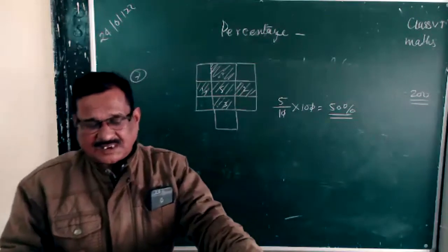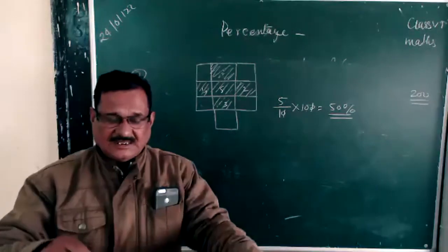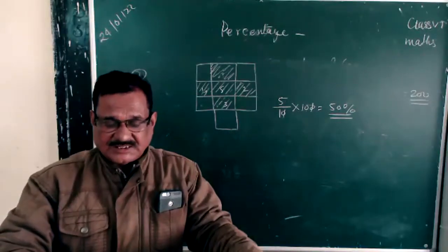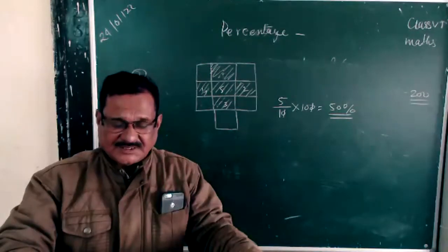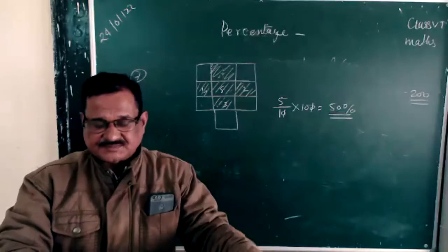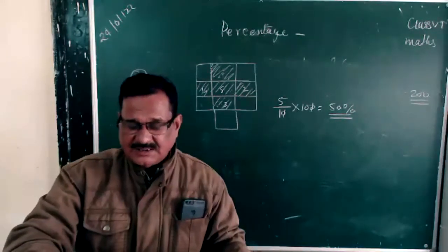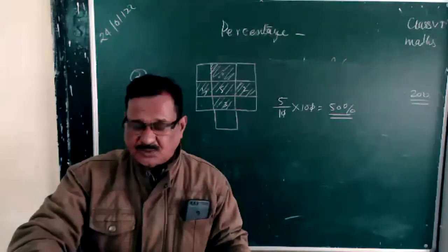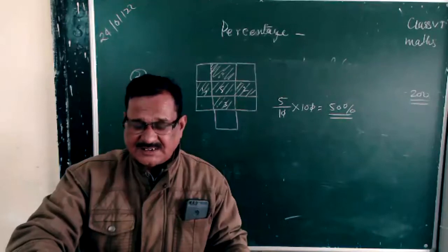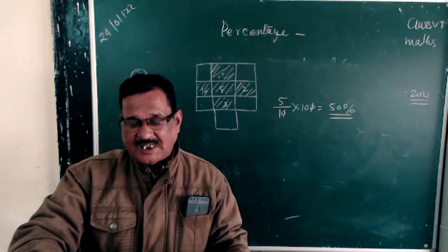Here is the second figure. How many shaded? 1, 2, 3, 4, 5, 6 shaded. And how many total triangles are made? 1, 2, 3, 4, 5, 6, 7, 8, 9, 10, 11. Total figure is given, total triangles given. 1, 2, 3, 4, 5, 6, 7, 8, 9, 10. 10 given. And 5 is shaded.